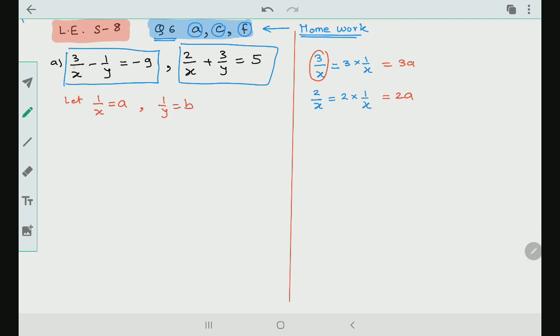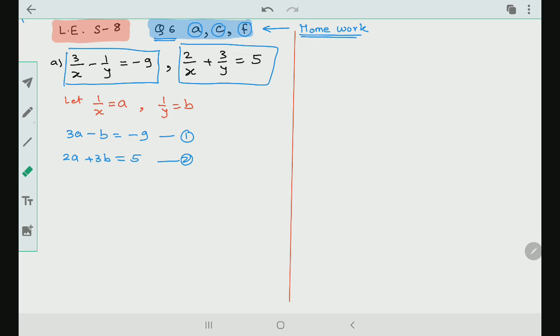3 by x is 3a, minus 1 by y is b, is equal to minus 9. This is my equation number 1. And 2 by x is 2a, plus 3 by y, 3 by y is 3b, right? 3b is equal to 5, and that is equation number 2. I hope you have understood. Now these equations, of course, are not in x and y but in a and b, but in an easier way, and they can be solved, isn't it?